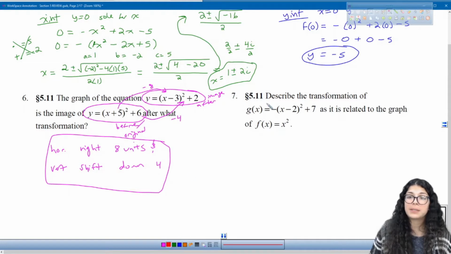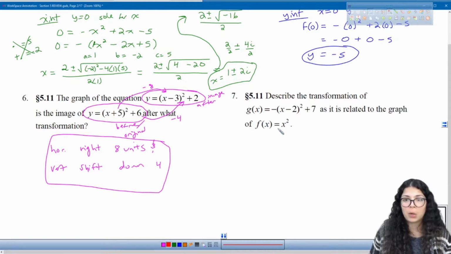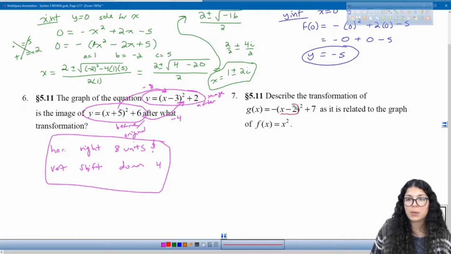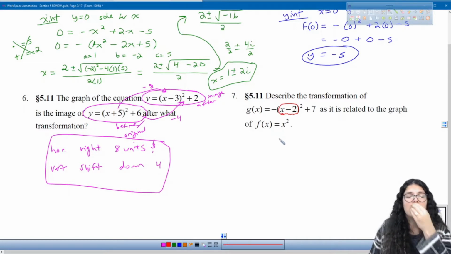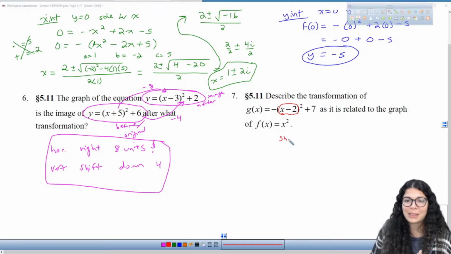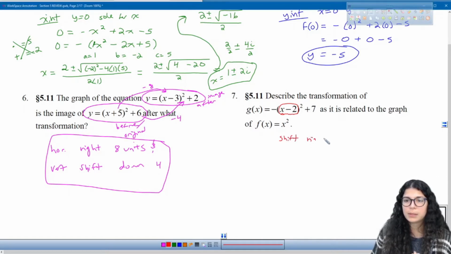Okay, moving on to number 7. So we need to go ahead and describe the transformation of this function, g of x, which is related to the graph of f of x. So we're writing what happened to this function from just a regular old parent quadratic function. So notice that, remember, horizontal we list first. So on the inside, to the x value, we subtract the 2. Now remember, x is opposite. So if we see minus 2, we are actually adding 2. So that means that we are shifting to the right 2 units. And that is a horizontal shift, of course, because it's happening to x.